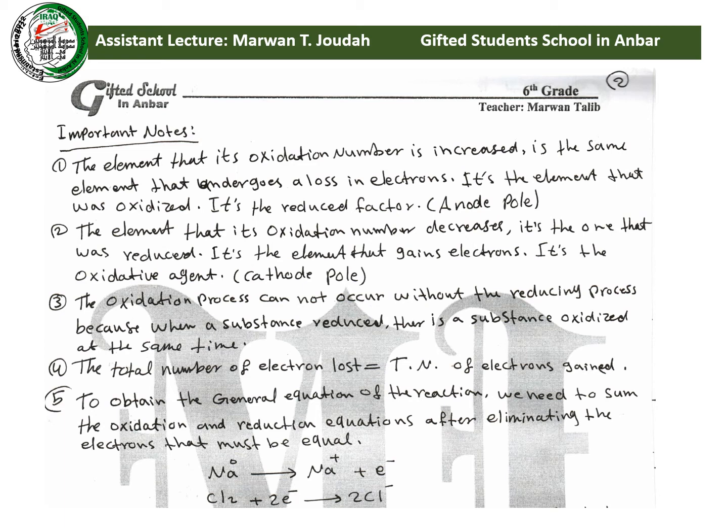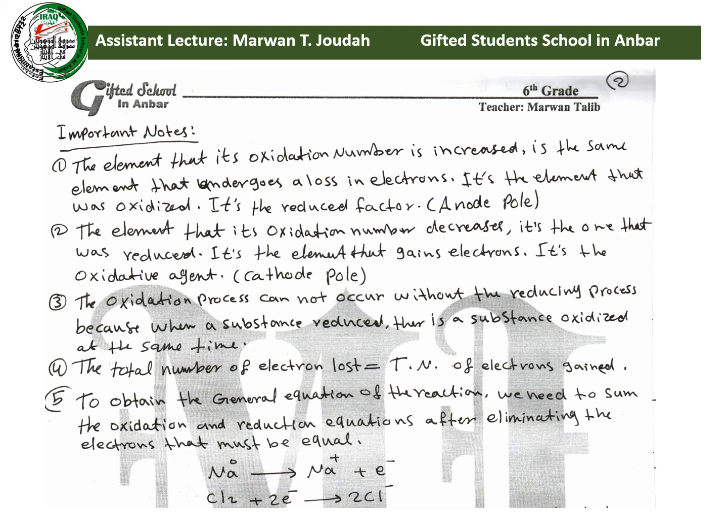The element that gains electrons is the oxidizing agent. So we have something called an oxidation, oxidative, or oxidizing agent. It's the cathode pole. And the reduction or reducing agent is the anode pole. So we have the cathode and anode poles. Okay, now let's move to the other one.